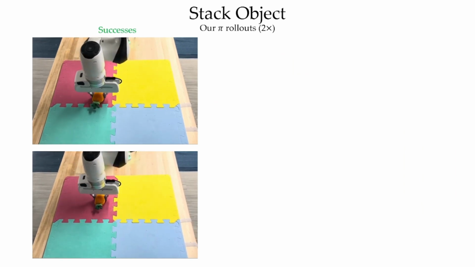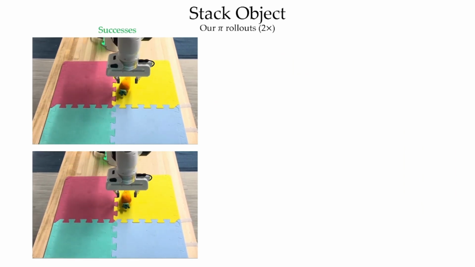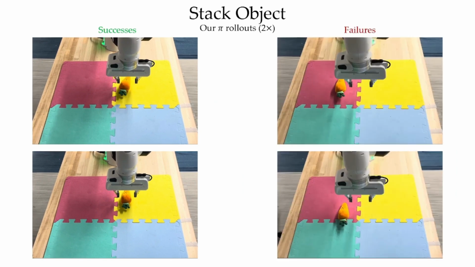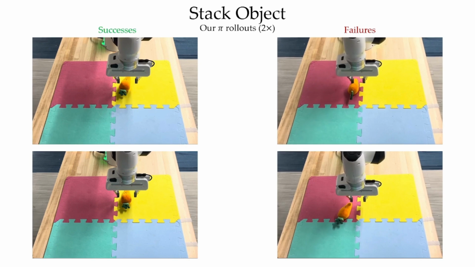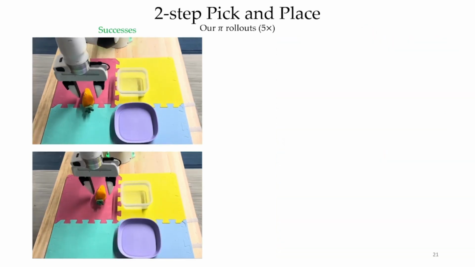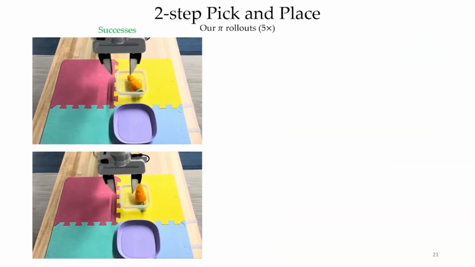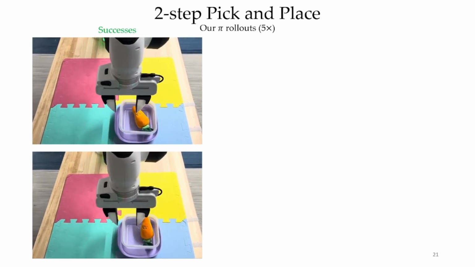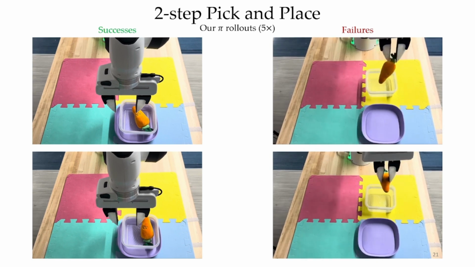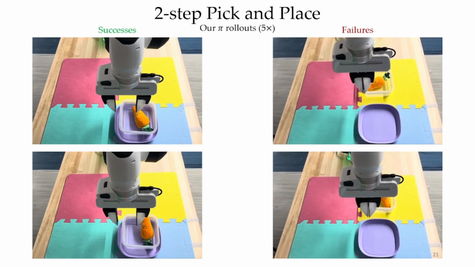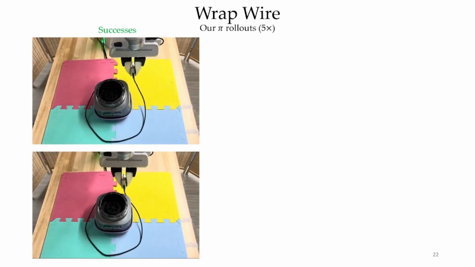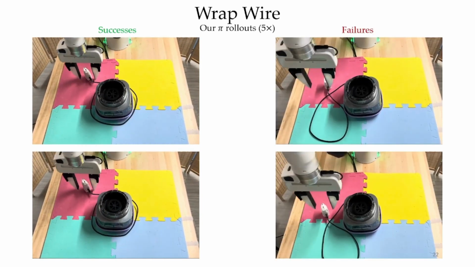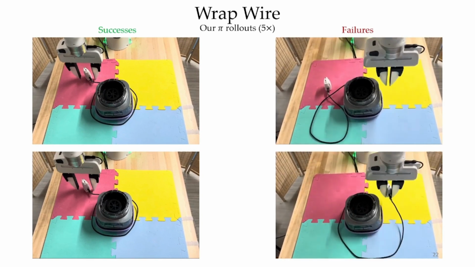We examined some rollouts from policies with our method. In stacking, most failures involve not closing the gripper enough. On two-step pick and place, our method mostly succeeds, but failures often pop up on the second step after finishing the first step. Our method can also wrap wires, but failures include grasping imprecision and premature gripper opening.